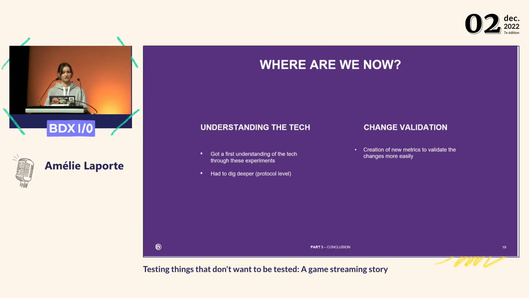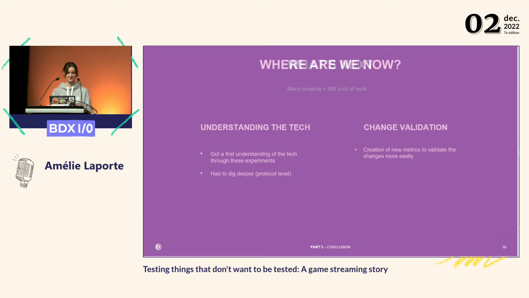So we had to dig a little bit deeper, so I worked with one of my teammates, Rémi, who did a good job. When I say dig deeper, it's really protocol level, to know what's happening when we have more latency, less bandwidth, everything. And we have created a set of metrics that allow us to really validate our changes more easily. So everything is still used, it's just a bit better now because we have the metrics.